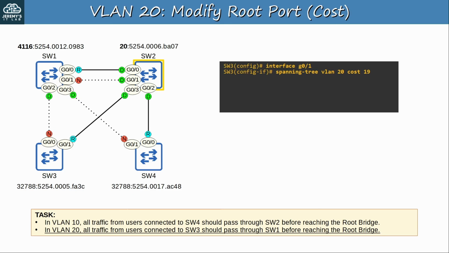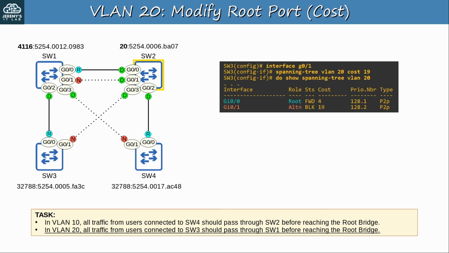Here's the command I used. Spanning-tree vlan 20 cost 19. And as you can see, G00 is now switch 3's root port. So, traffic from users connected to switch 3 will pass through switch 1 before reaching the root bridge. We have now satisfied both requirements.